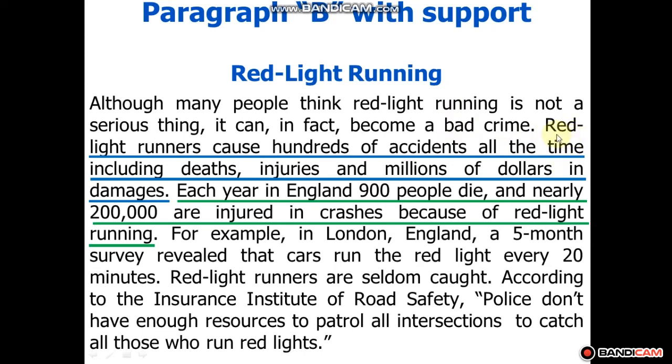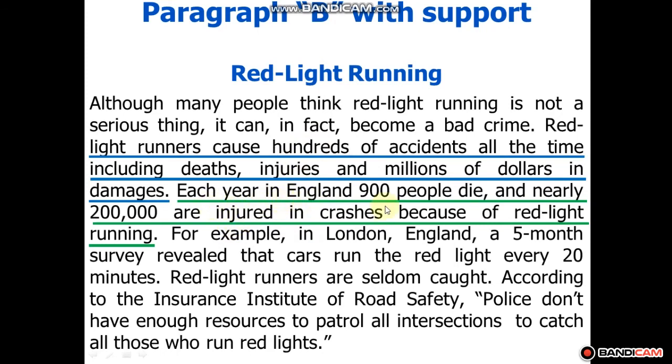These are supporting details right from here. Okay, but the supporting details also start with a supporting point. Now this is the first supporting point. Red light runners cause hundreds of accidents all the time, including death, injuries, and millions of dollars in damage. Fine. No doubt, this one is explaining this topic sentence, but this point itself is not enough here. Okay. Now here, what you see in green color, this is what we needed to expand this supporting point further.